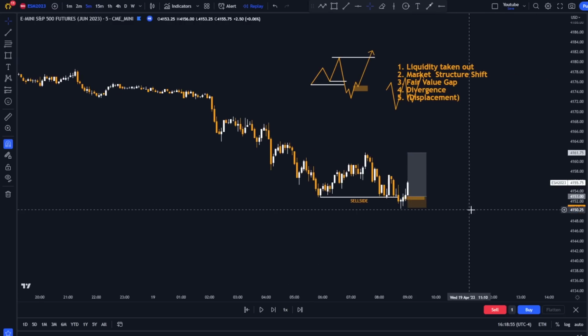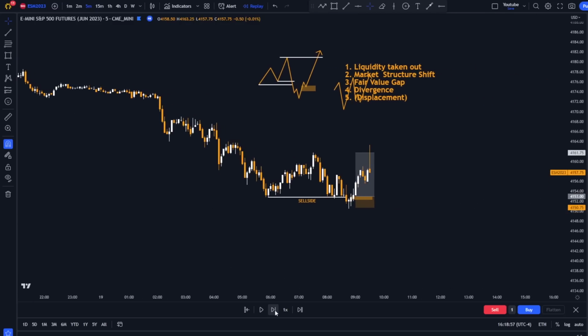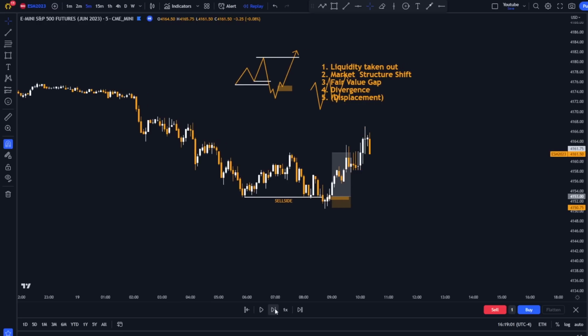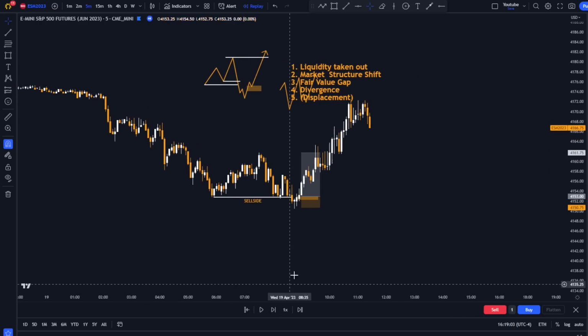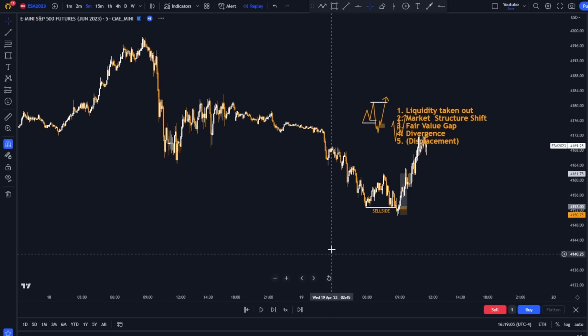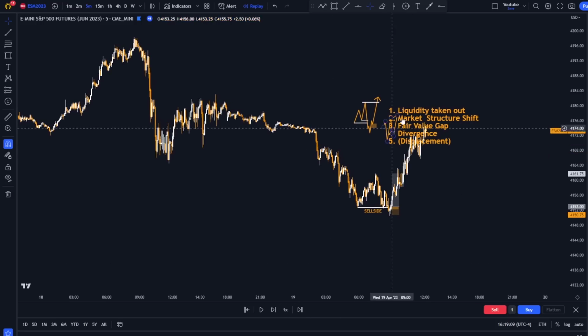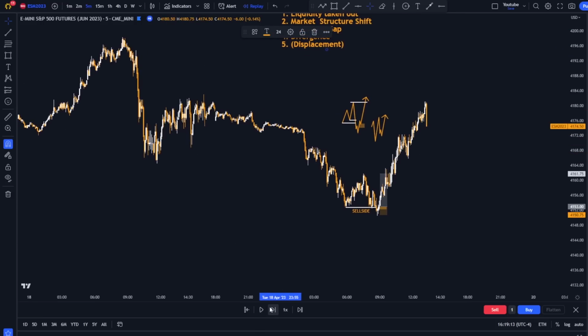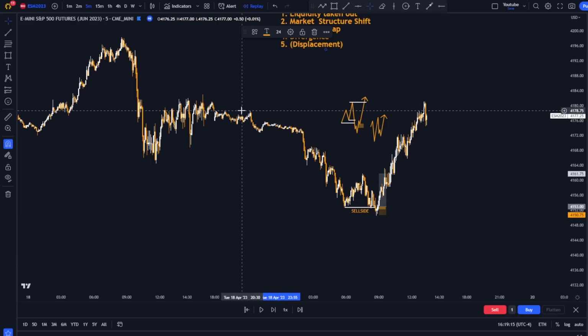For example, we entered here. So we can see we would get filled here. And then we continued for this liquidity. Let me move this. And this one and this one also.